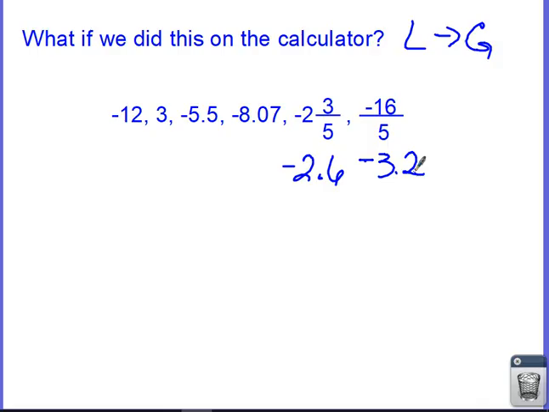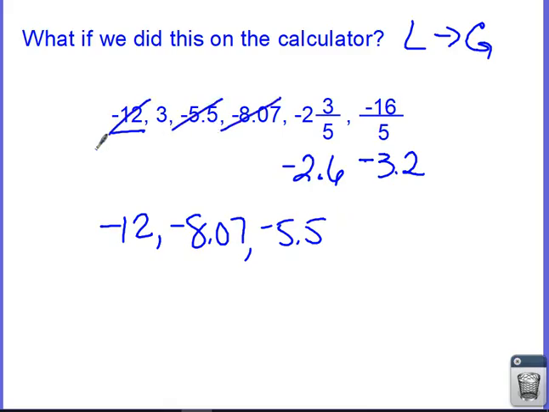Now I want it in order from least to greatest, so I'm looking for the smallest number that we've got, and that is our negative 12. So we'd write negative 12. And then next, we've got negative 5.5, negative 8.07, negative 2.6, and negative 3.2. So the negative 8.07 is next. The negative 5.5 is next. So those are gone. And then we've got negative 3.2, and then negative 2.6. So those are now gone.